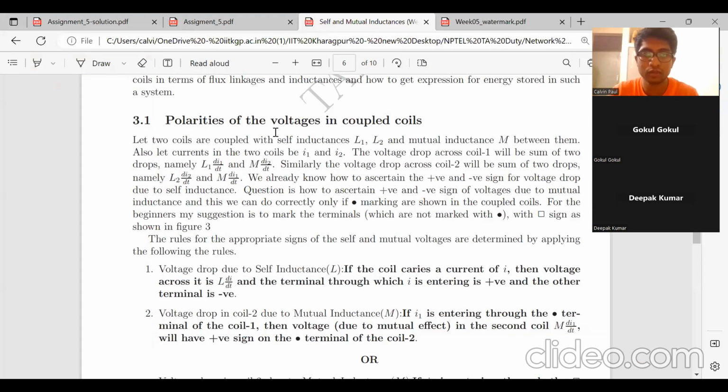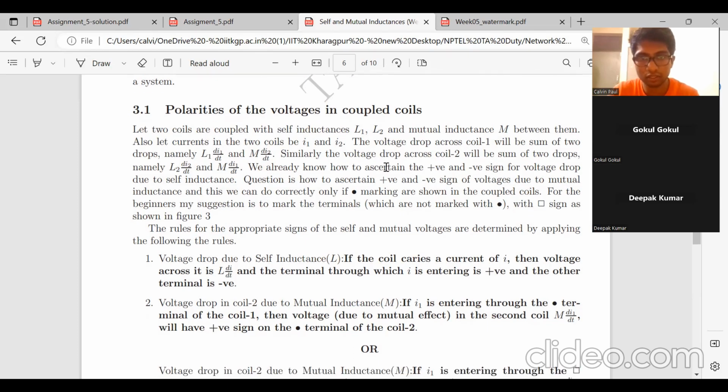So let there be two coils with self-inductance L1, L2 and mutual inductance M between them. Also, we will consider currents in the two coils to be I1 and I2. So the voltage drop across coil 1 will be the sum of two drops, namely L1 di1/dt and M di2/dt.